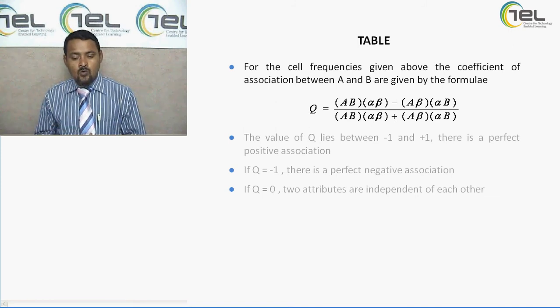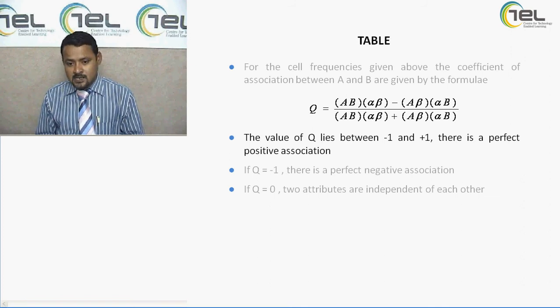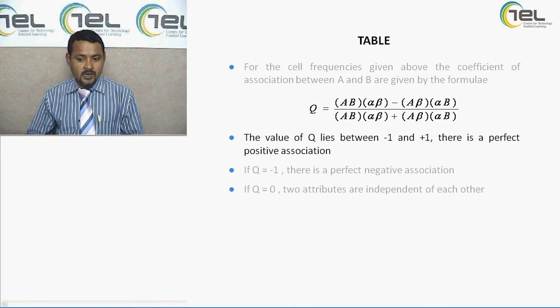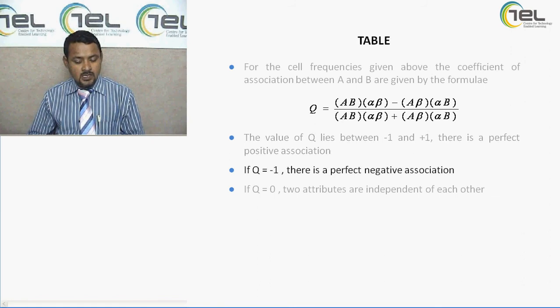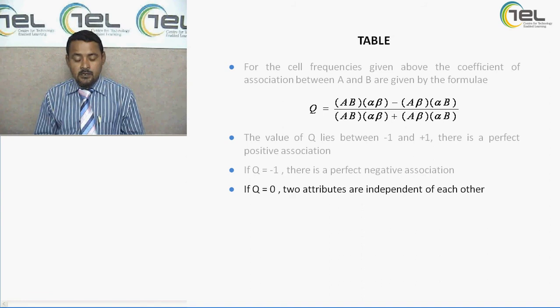If the value is greater than 0 but less than or equal to +1, there is a positive association. If Q is exactly -1, this is perfectly negative association. If Q is 0, the two attributes are completely independent of each other.